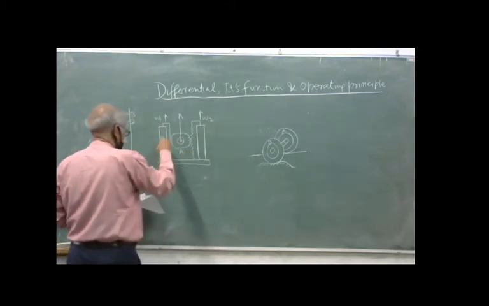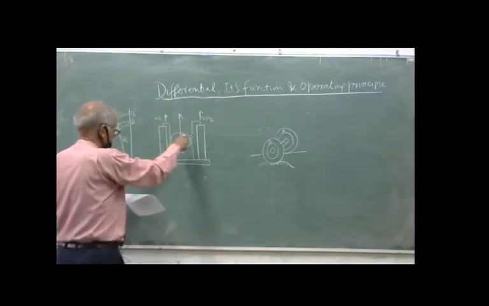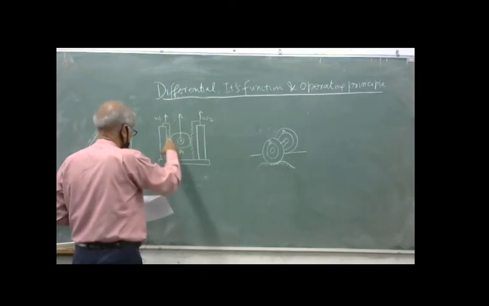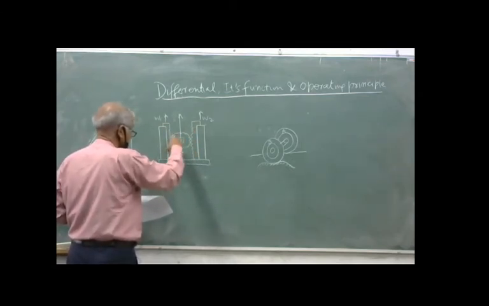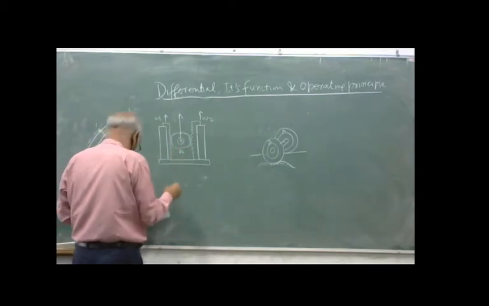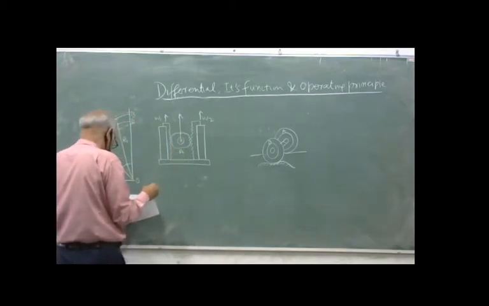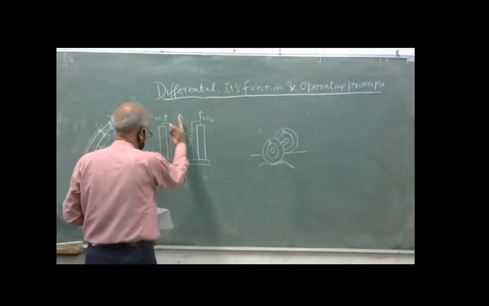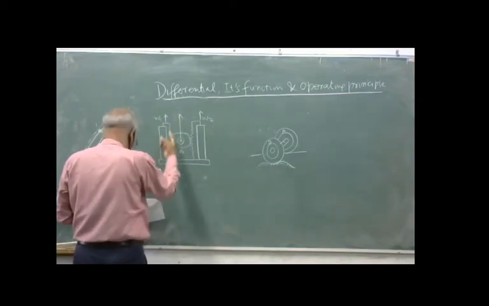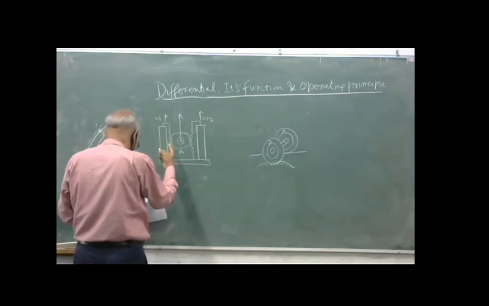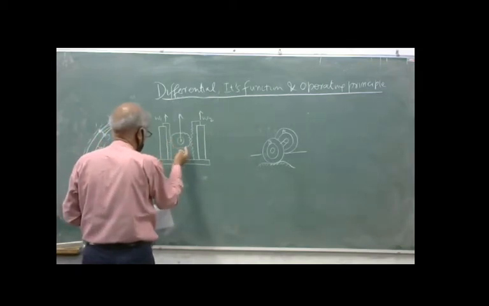There are two blocks put over here, having a rack here. In between that, one gear is there. So both the racks travel when we move upward. When it moves upward, then both the racks travel the same distance. Both the racks will move up.